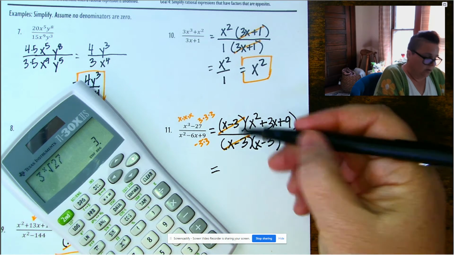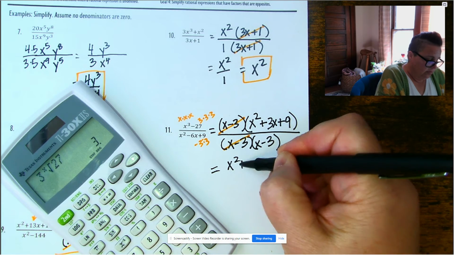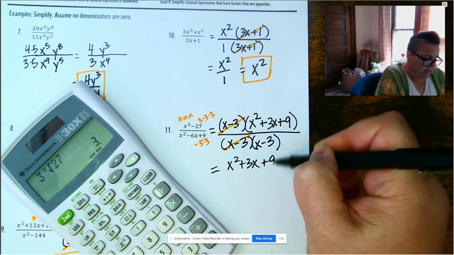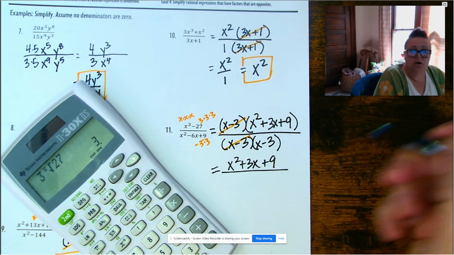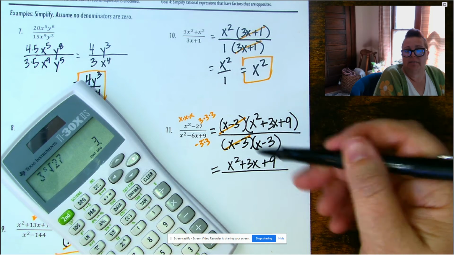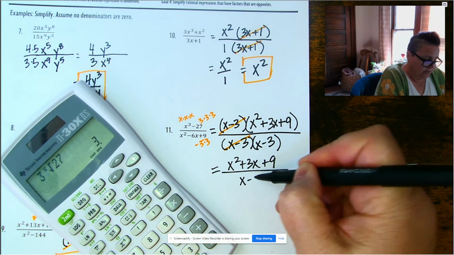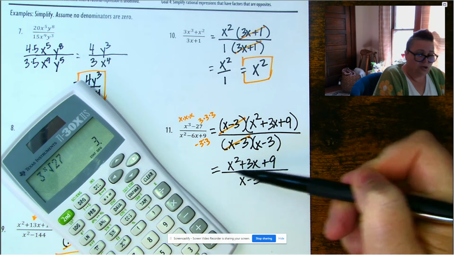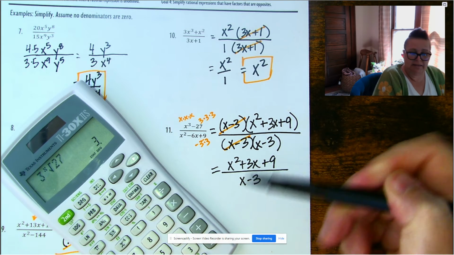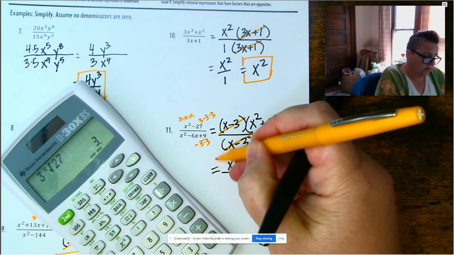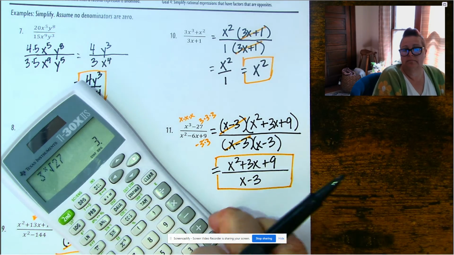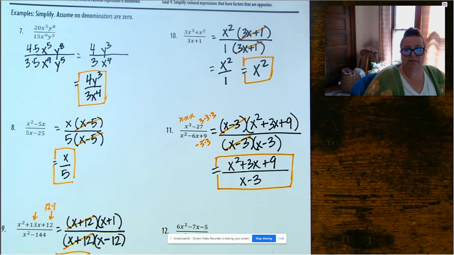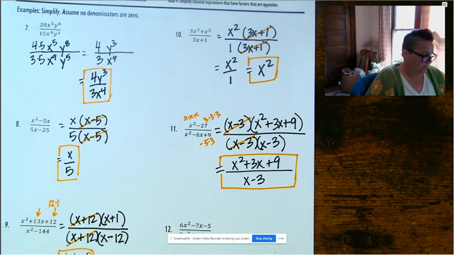In the numerator, I am left with x squared plus 3x plus 9. It does not factor any further, so I cannot do any more. Over in the denominator, I have just an x minus 3. There is no entire factor in the numerator and the denominator that I can further cancel. So this is it, and I am done. Okay, let's look at problem number 12.